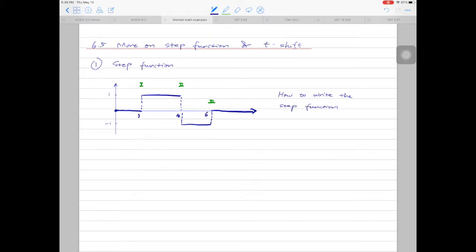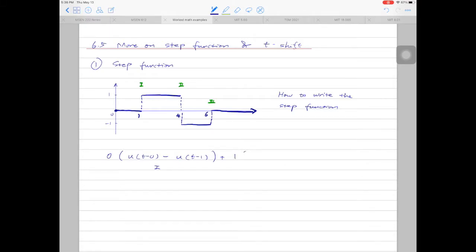The first transition happens between 0 and 1. In step function, it's written as u(t - 0) - u(t - 1). We start from 0, we finish at 1. So we use (t - 0) and (t - 1) in step functions.